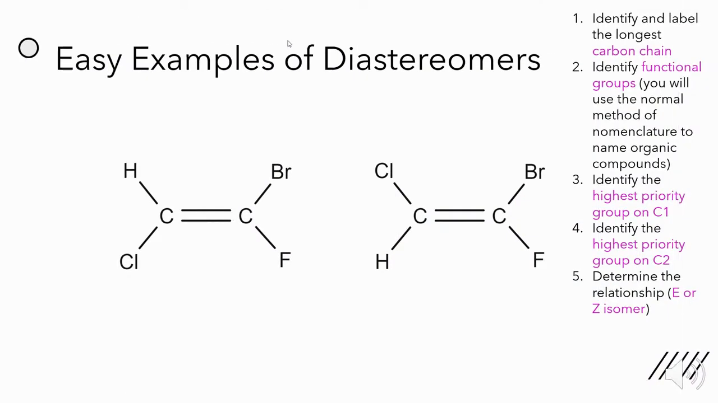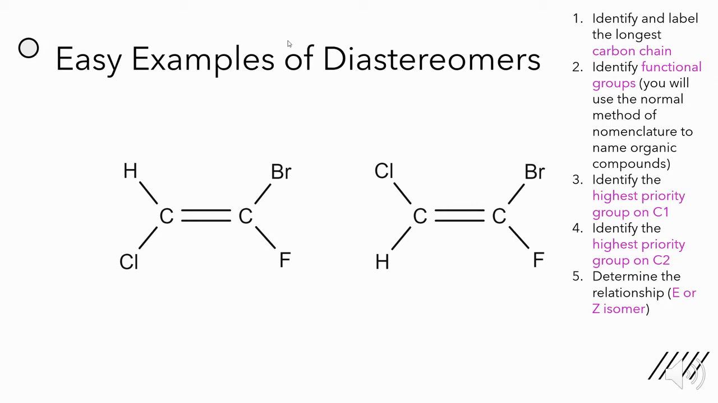Here we see two easy examples of diastereomers, and we can tell that the hydrogen and chlorine have been flipped between the two molecules. And in order to identify which molecule is an E or Z isomer, there's a series of steps to follow. So the first thing we're going to do is identify and label the longest carbon chain, and then we're going to identify the functional groups. This is so that we can name the compound later on, and it's the same way we name organic compounds.